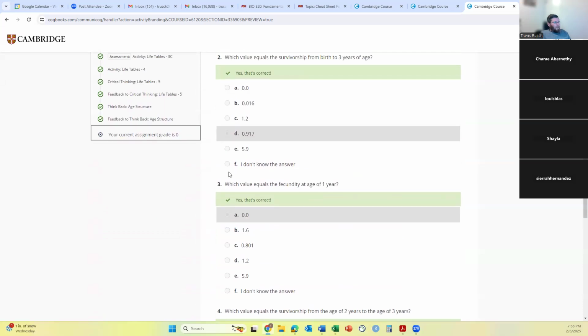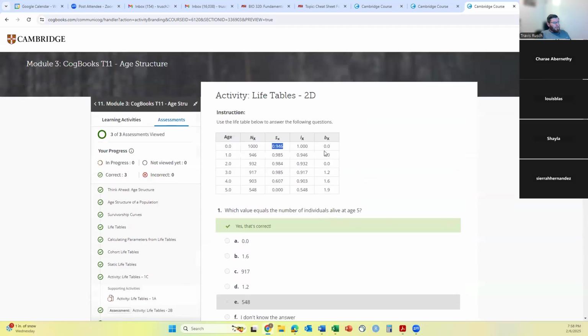Okay. And then number 3 is asking us which value equals the fecundity at age 1, right? So fecundity is our B of X column, age 1. That value is 0, right? So newborns, they don't reproduce. 1-year-olds, they don't reproduce. 2-year-olds, they don't reproduce. Reproduction doesn't occur until age 3.